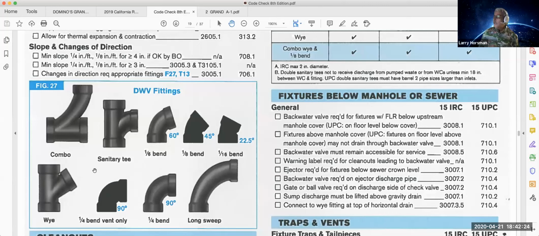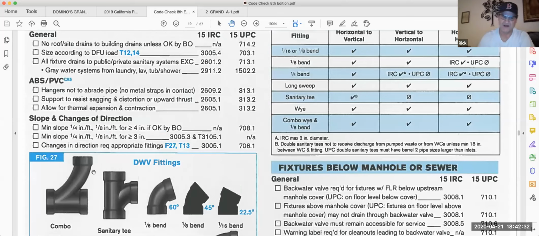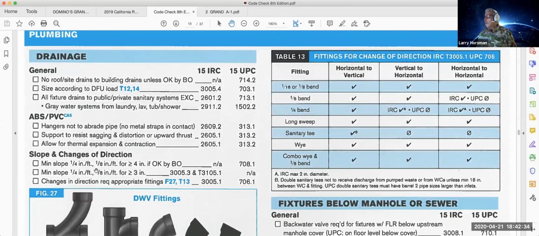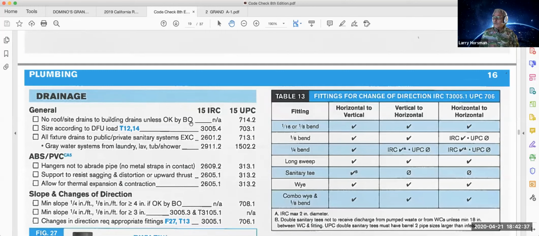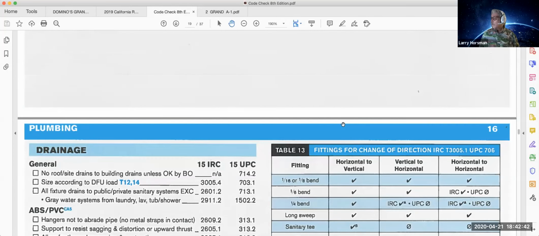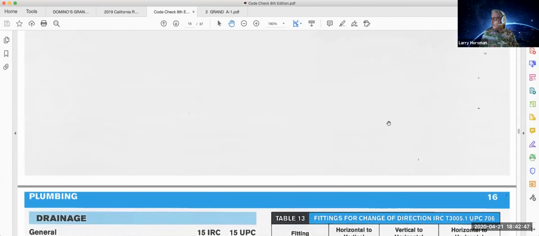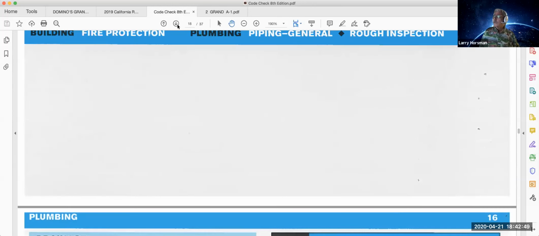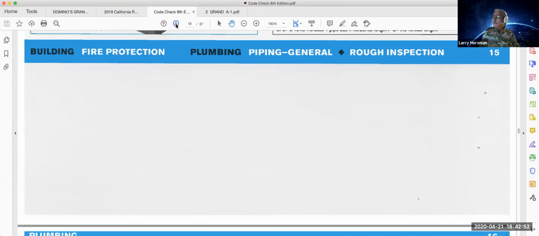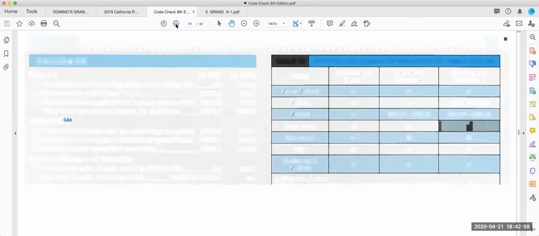So you should be seeing, hopefully you see the code check, this plumbing stuff. Yes? Okay. There's a couple things in the plumbing code that we haven't talked about at all. One is roof drains.